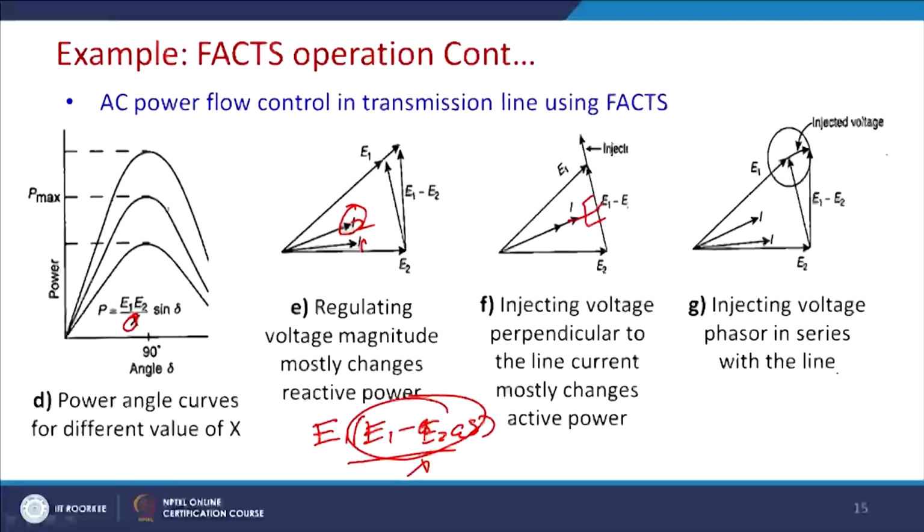And in the same way, we can inject voltage in series with the line. In this case both E1 and E2 will increase, and thus effectively both P and Q will increase and apparent power will increase. This circle is called the sphere of influence, and based on that, with different kinds of injection, different kinds of objectives can be achieved.